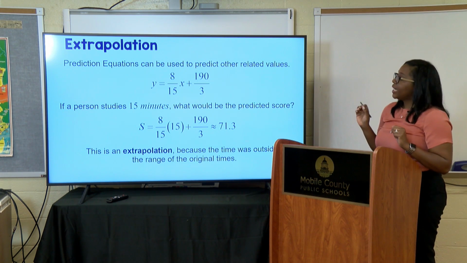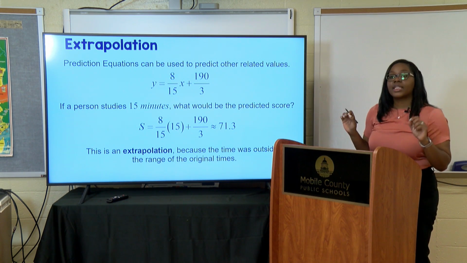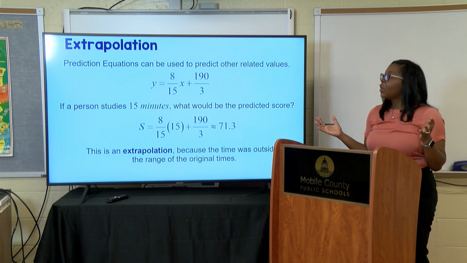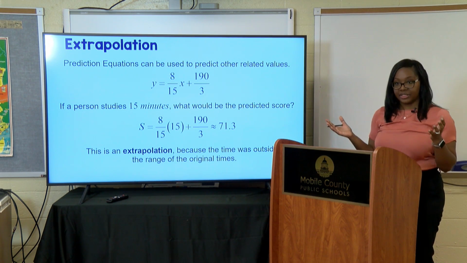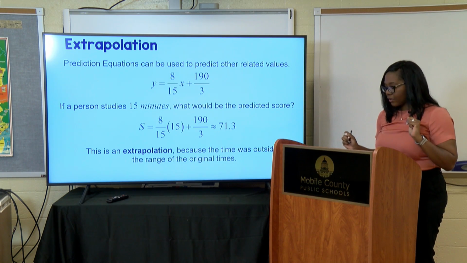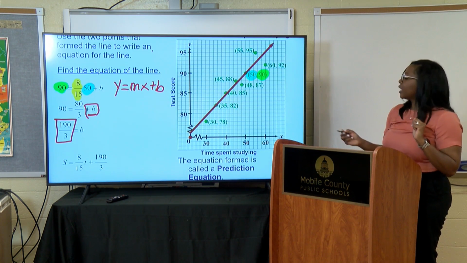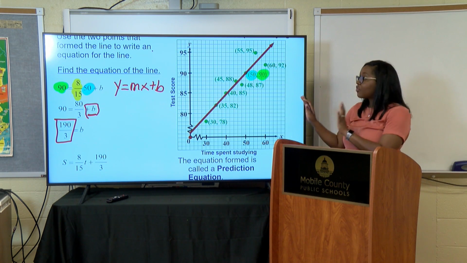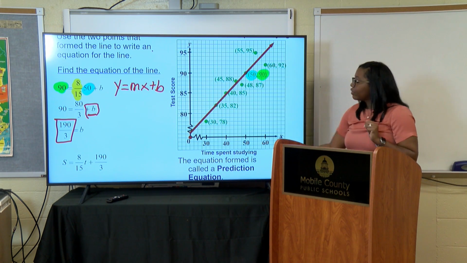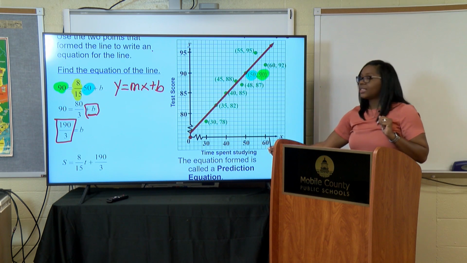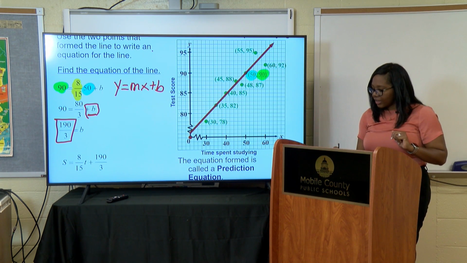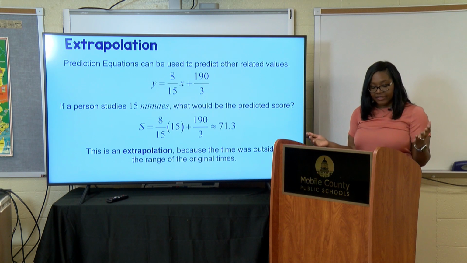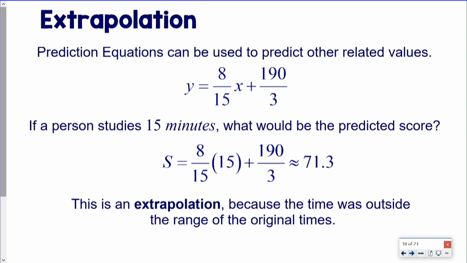So we can now use this equation to predict other related values. We're going to start with extrapolation. If we go back to our graph and we look at the x-axis, which represents time spent studying, from the graph alone, we have a range of 30 minutes to 60 minutes. Let's take a look at the value that we've been given. It says if a student studies 15 minutes, what would the predicted score be?